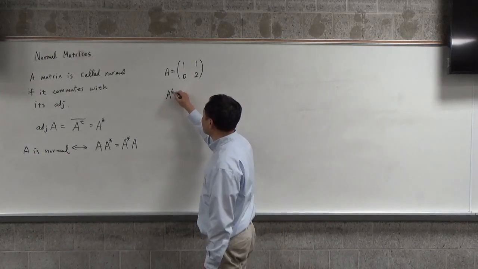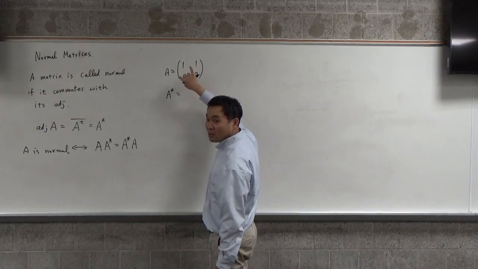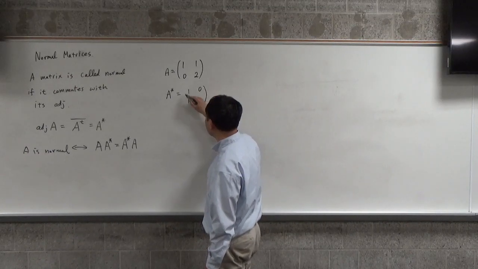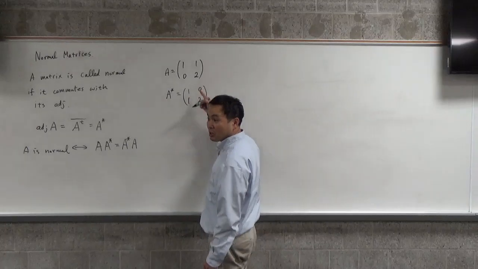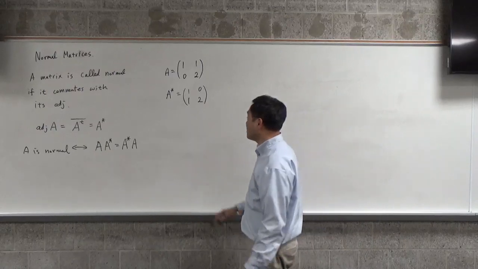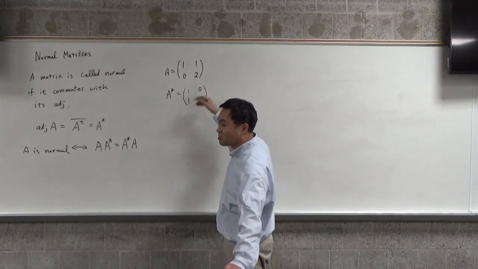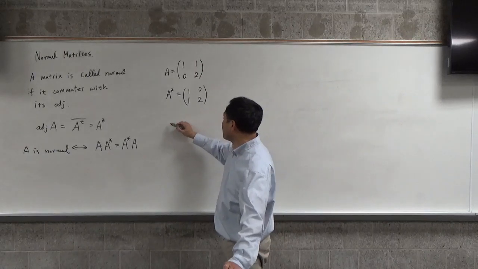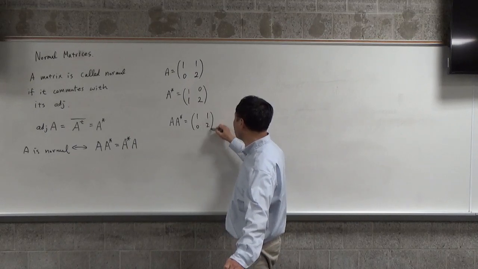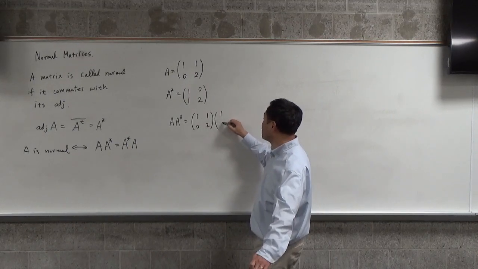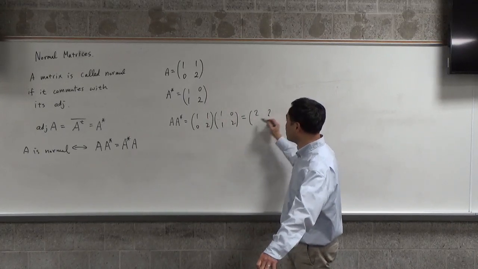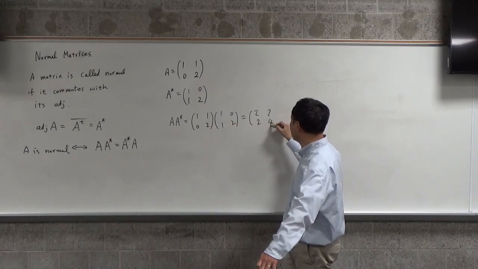What is A star? Well, you have to take the transpose. So 1 goes here, 0 goes there. The diagonals stay in place. And then you also have to take the complex conjugate, but all these numbers are real, so the complex conjugate doesn't do anything. Now, what is A A star? It would be 1, 1, 0, 2 and then 1, 1, 0, 2 this way. So across down gives you 2, across down gives you 2, across down. Okay, so that's what you get.